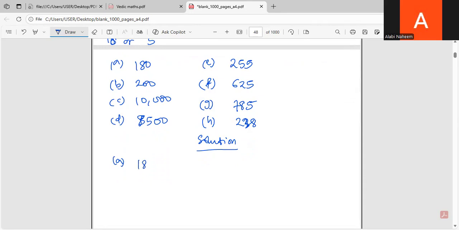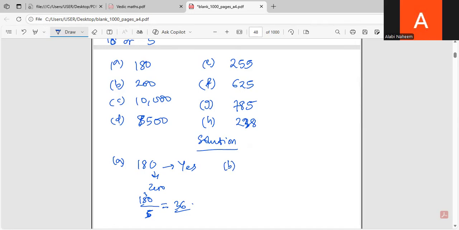180. Does 180 end in 0? Yes, it ends in 0. Then it is divisible by 5. We can confirm that, 180 over 5. 5 in 18, that's 3. Remember that 3. 5 in 36. You can see, just as we said.